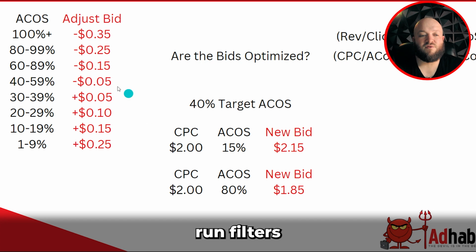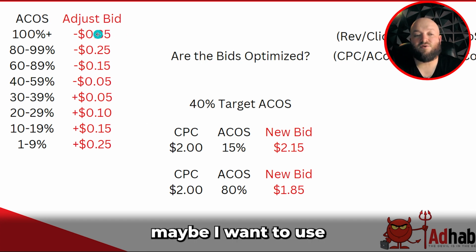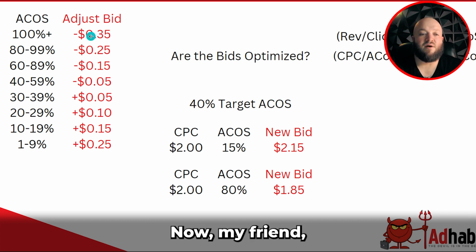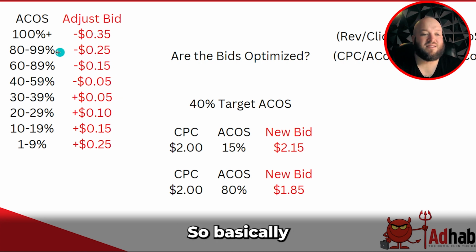You could run filters and say, between, greater than 100% ACoS, maybe I want to use a percentage or a fixed bidding strategy. Now, my friend Elias loves to use the iterative method. I've used it tons. It works just like any other bid formula. Raise the bids above the cost per click if my ACoS is good. Lower the bids below my cost per click if my ACoS is bad. So basically, you could just set up a very similar chart, adjust it over time, and just optimize like this. It's much easier to do in Campaign Manager using it this way.